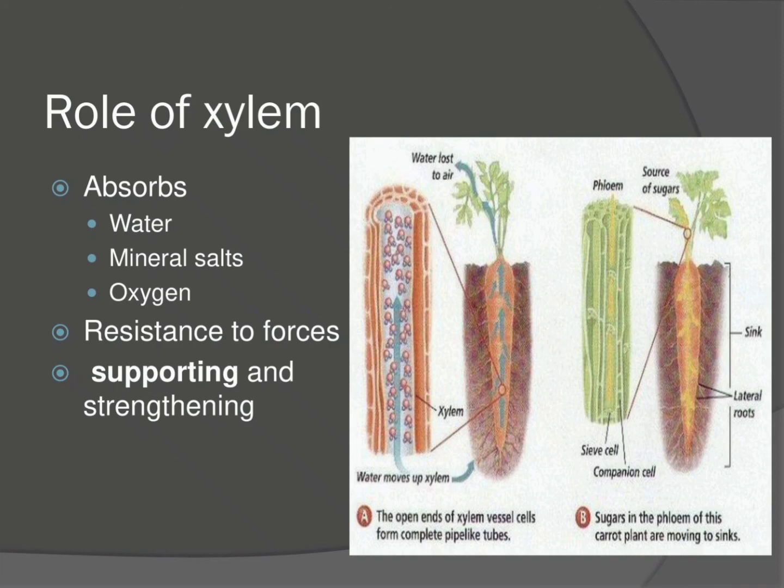And the second thing is mechanical strength. Xylem provides mechanical strength to the plant because of the occurrence of thick lignified wall. And the number 3 is wood. It is mostly made of xylem.